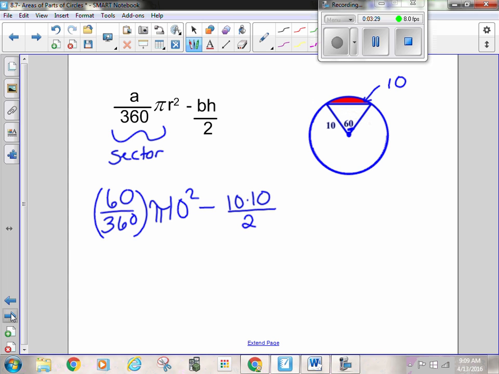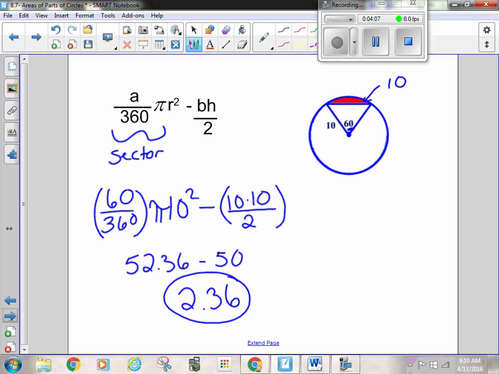Okay, so literally we could just punch all of this straight into our calculator. If I take 60 divided by 360 times pi, 10 squared, this gets us 52.36. That's rounded. Okay, for the area of a triangle, we have 10 times 10, and then divided by 2, we get 50. So if we subtract the two, the area of that segment is 2.36, and again, we don't have a label. So area of the sector minus the area of the triangle.